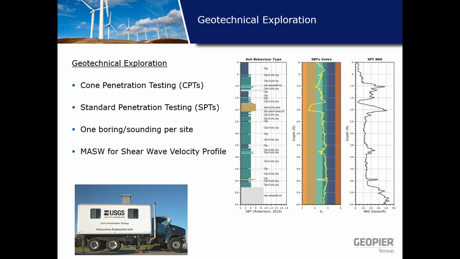So what I'd like to go through now is a typical geotechnical exploration program for a wind turbine project. In general, the standard of practice is to do one boring or sounding per site. Those borings can consist of standard penetration testing or cone penetration testing, CPTs or SPTs. In addition, on occasion, we'll see some shear wave velocity testing on a site, and I think that might be particularly important in a seismic zone.